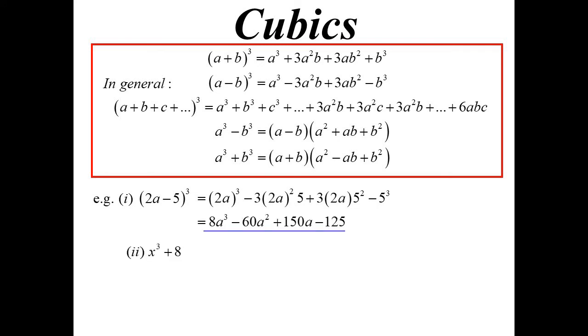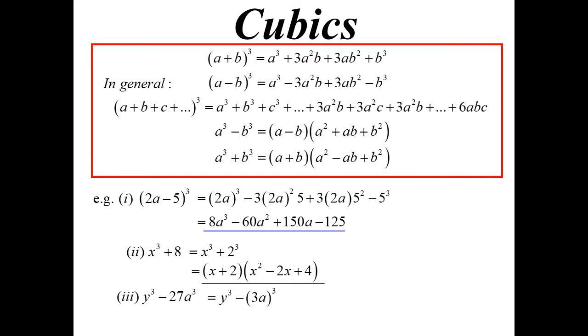X cubed plus 8, that's the sum of 2 cubes. 8 is 2 cubed. So, again, you might not write that down, but it's x cubed plus 2 cubed, so we'll start it off the way it looks, and it looks like x plus 2. So therefore, in the second one, we go x squared minus 2x plus 4. If it was y cubed minus 27a cubed, that's fine, because 27 is 3 cubed. A difference of 2 cubes, so it's y minus 3a. So we start with y minus 3a, but this time in the second one, they're all pluses.